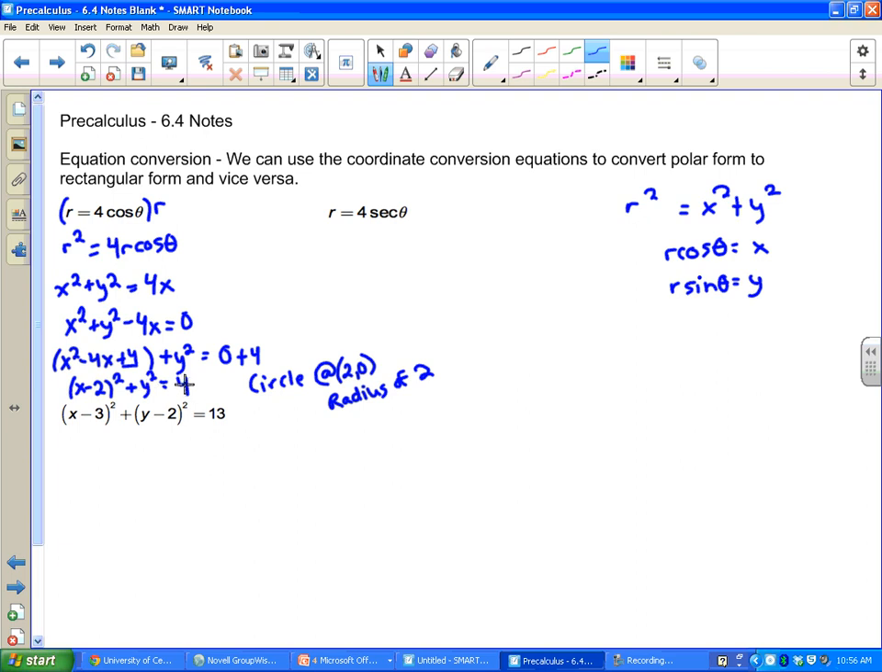This is our radius squared, this 4. So our radius is the square root of what this is. Okay, and then we could draw this if we wanted to as well.